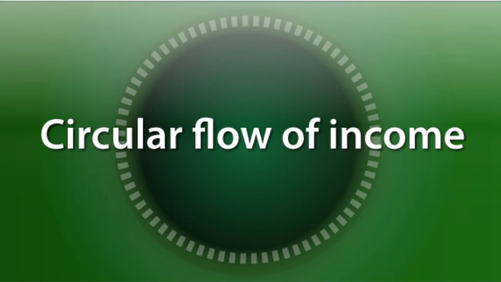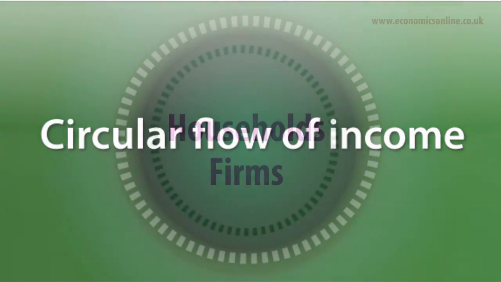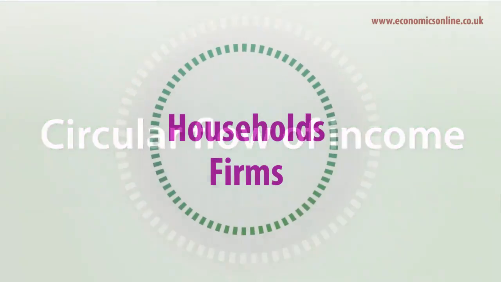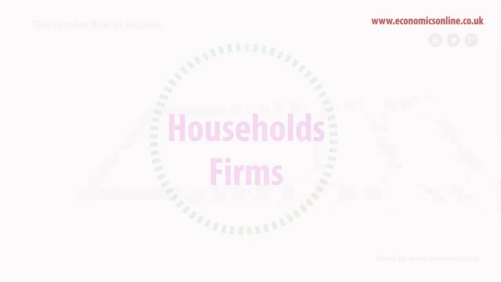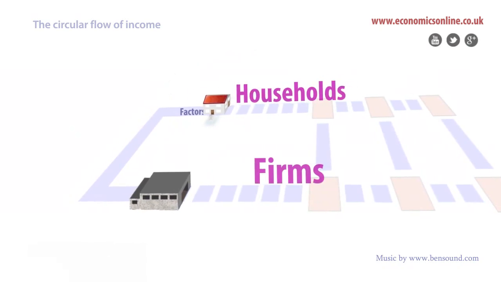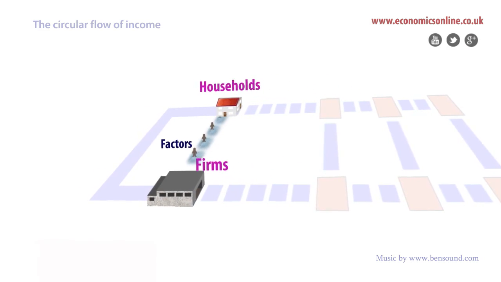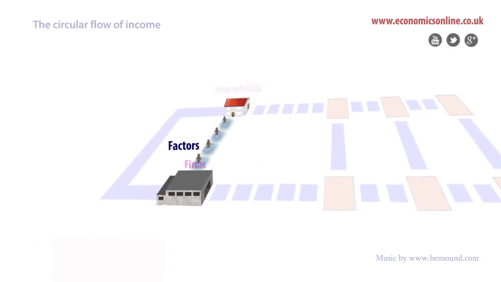The circular flow of income. Income circulates between an economy's two main components, its households and firms. Households supply firms with factors of production. In return, they receive an income.